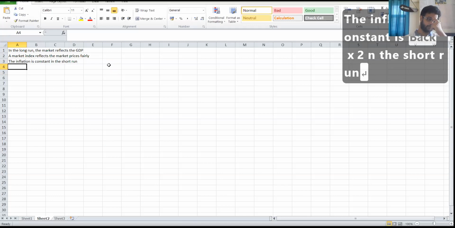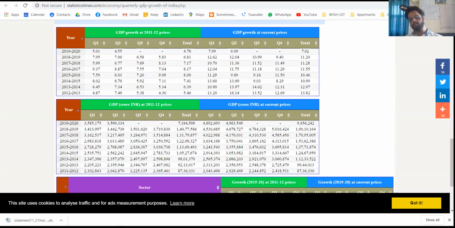So when we take the ratio of the short run data, we're going to assume that the inflation is constant. Now the market prices itself, the Nifty itself, is nominal data. So it would make sense to compare it to a nominal data set. That is the current prices GDP growth, which is not the numbers you're used to seeing.